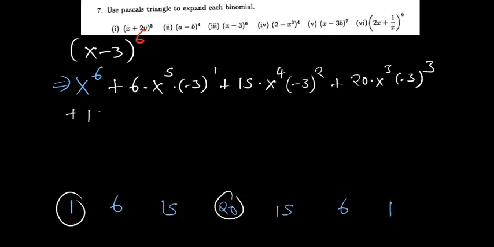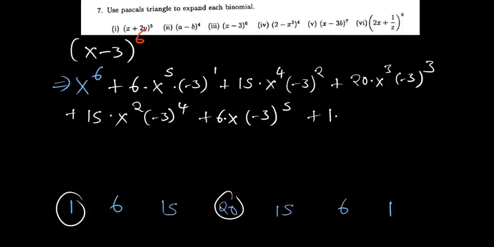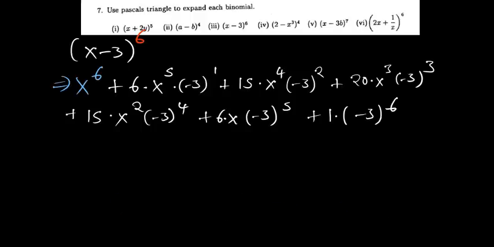plus 15 multiplied by x to the power 2, and then negative 3 raised to the power 4, plus 6 times x, and then negative 3 raised to the power 5. Finally, we've got a 1. x will be the power 0, so no need of showing it, and then negative 3 will now be the maximum power, which is 6 itself. At this point, your work is only to simplify, which shouldn't be too hard for you.